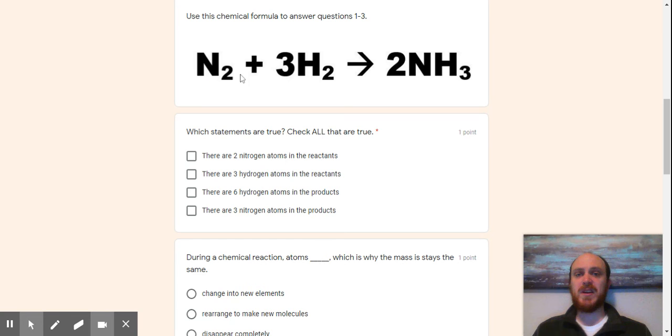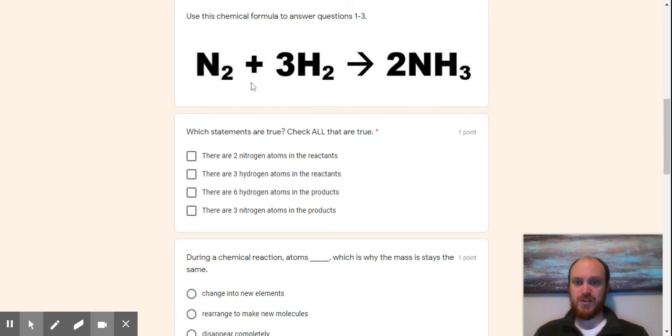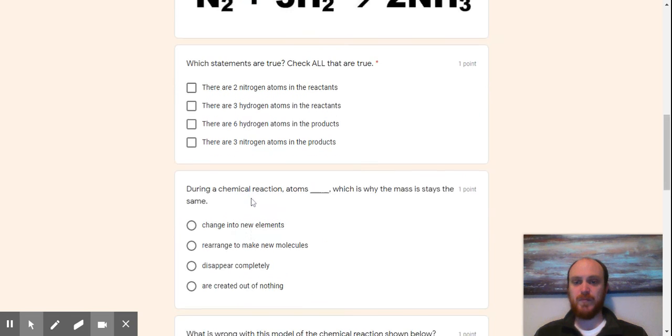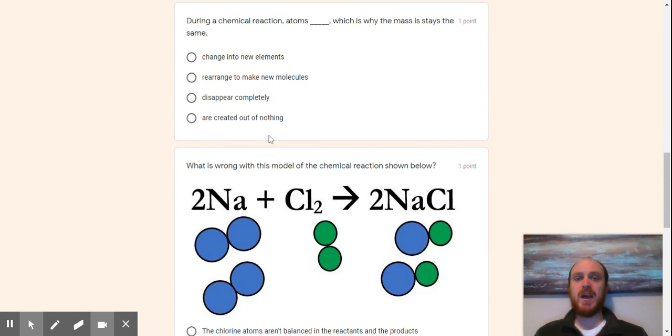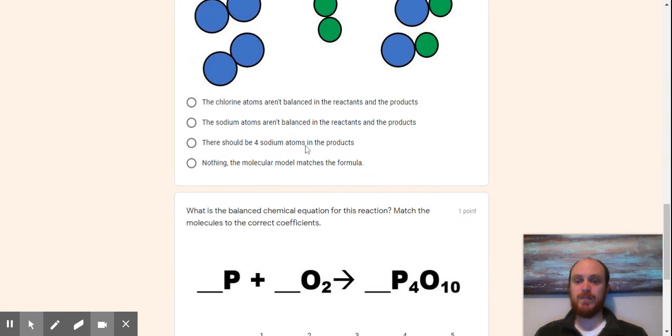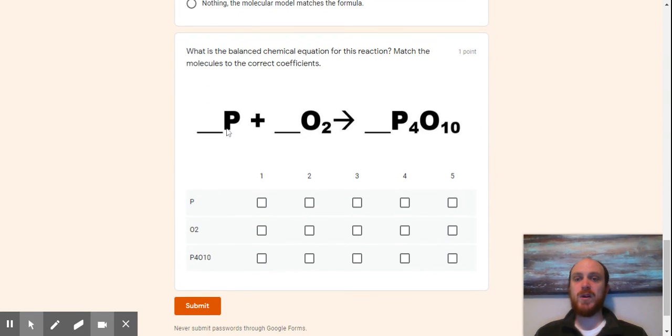Use this chemical formula to answer this next question. Which statements are true? Check all that are true. During a chemical reaction, atoms blank, which is why the mass stays the same. What is wrong with this model of the chemical reaction shown below? And what is the balanced chemical equation for this reaction? 1, 2, 3, 4, 5, choose for P, O2, and P4O10.